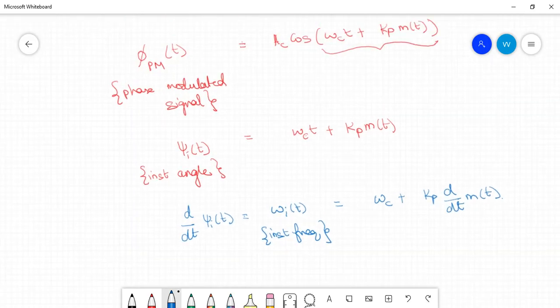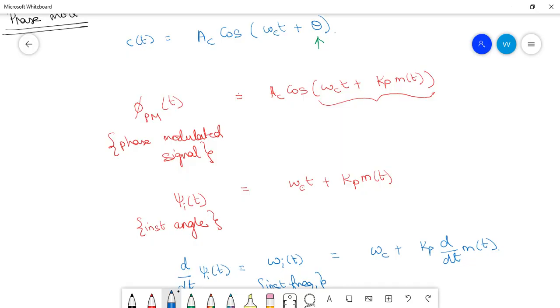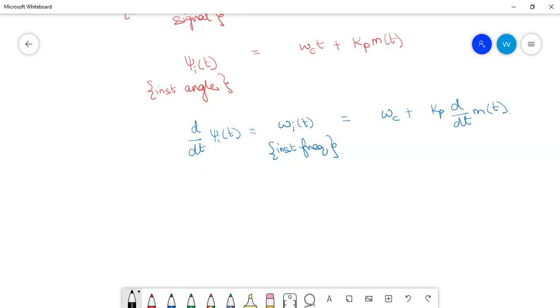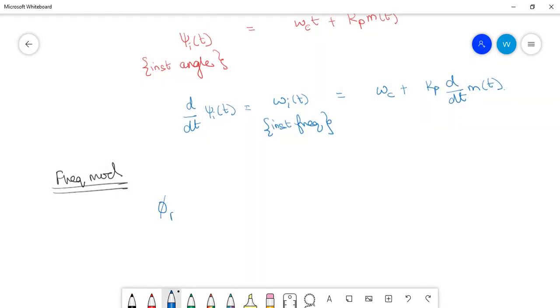Just like I wrote phi_PM(t), in the case of frequency modulation I can write phi_FM(t) as A_c cos, where in place of the frequency omega_c, I will have omega_c + k_f m(t), since we are dealing with FM, plus your theta, whatever that angle is.